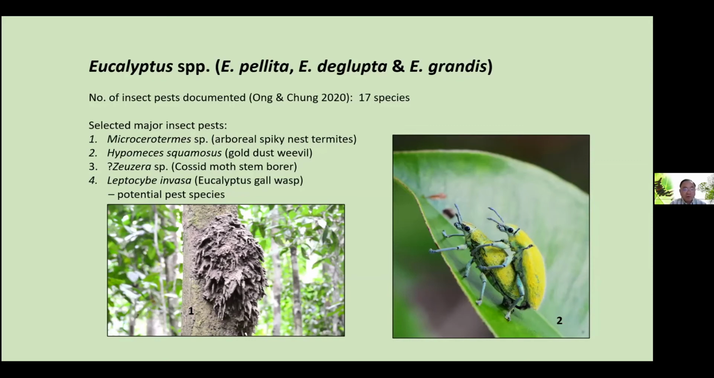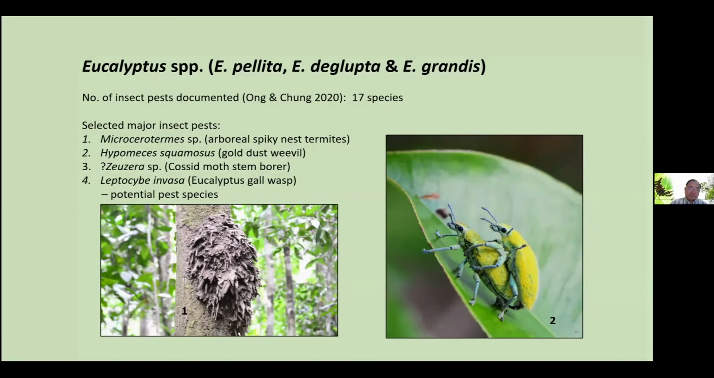The eucalyptus gall wasp, Leptocybe invasa, was recorded in Sabah. Hence, it is a potential pest species.